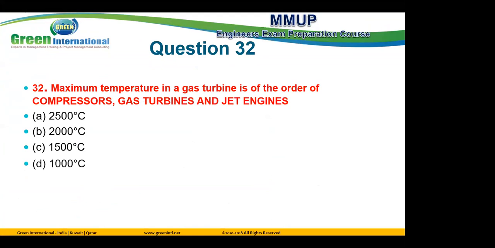Maximum temperature in a gas turbine is what? E. 700. 700, yes, correct.